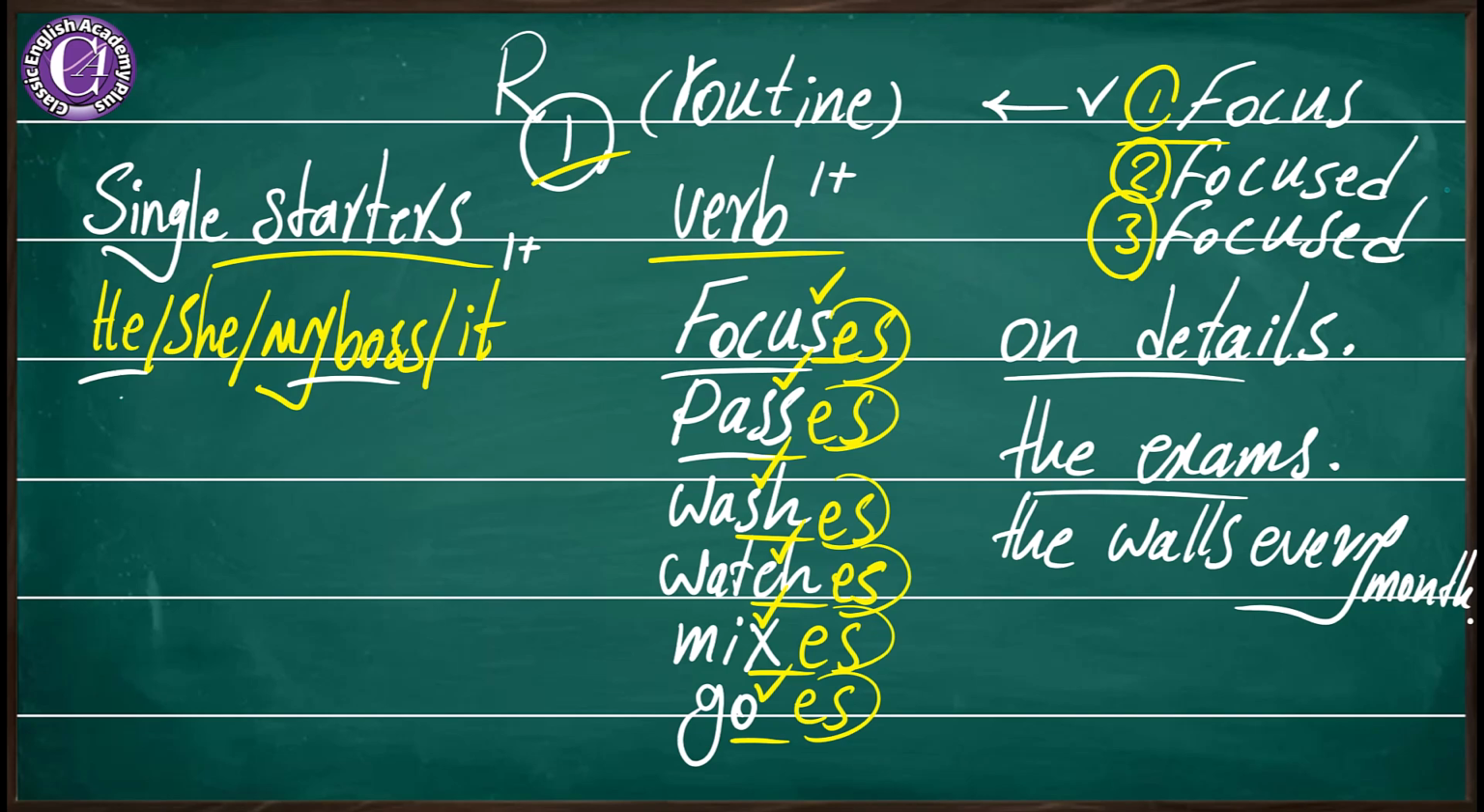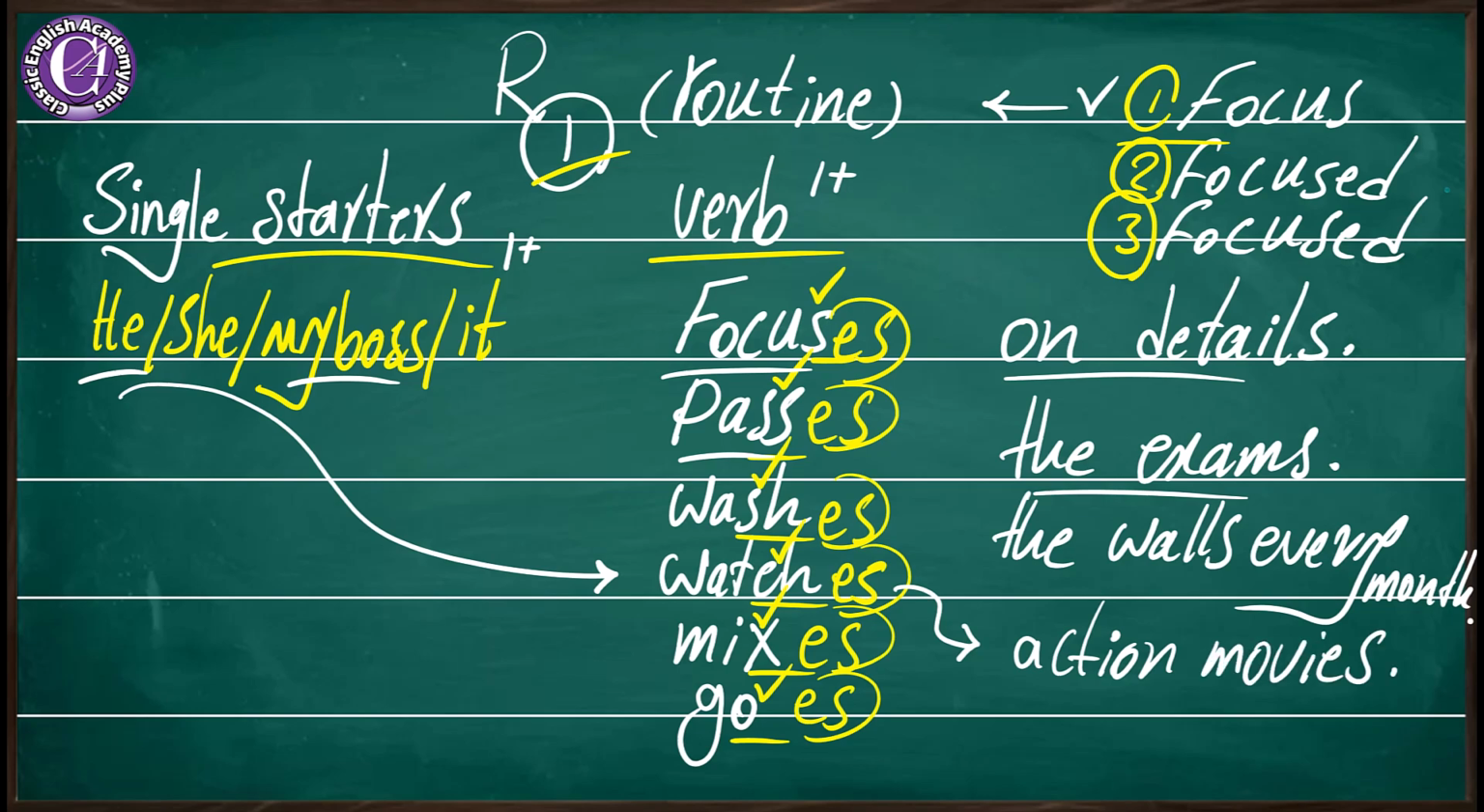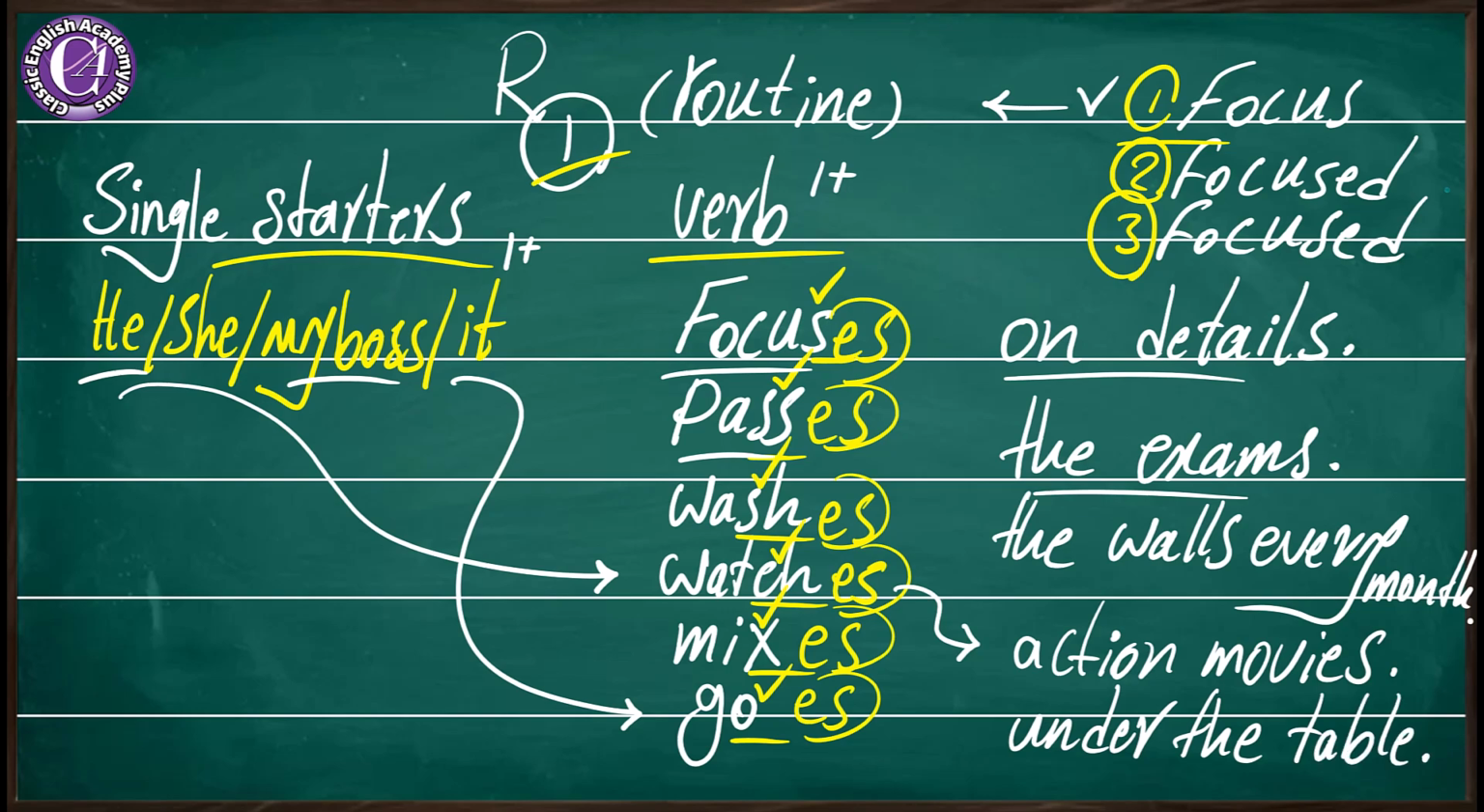Okay, watches. He watches. Look at it. I'm making sentences. Okay, do not memorize. Try to make sentences, to use them, and they come into your mind as easy as ABC. He watches action movies. I love this too. Action movies. She goes, yes, it goes under the table. It is my dog. Yes, it goes under the table. You see that? We can use different kinds of verbs for different kinds of single starters.